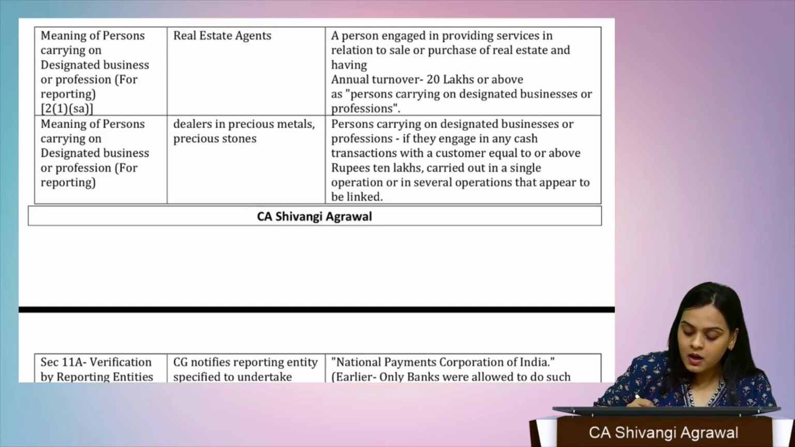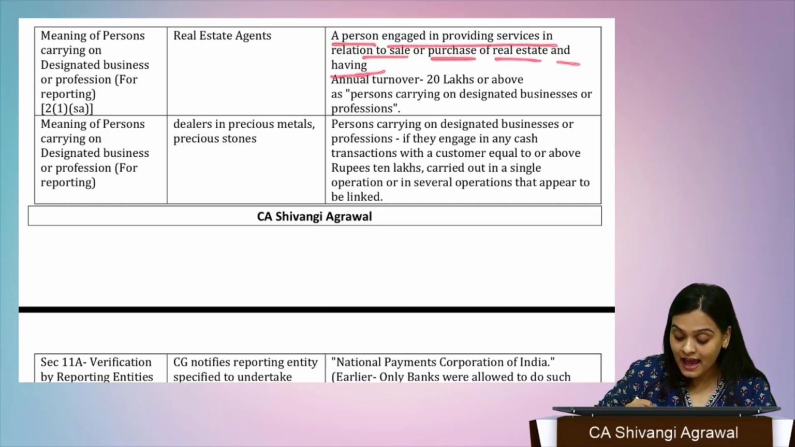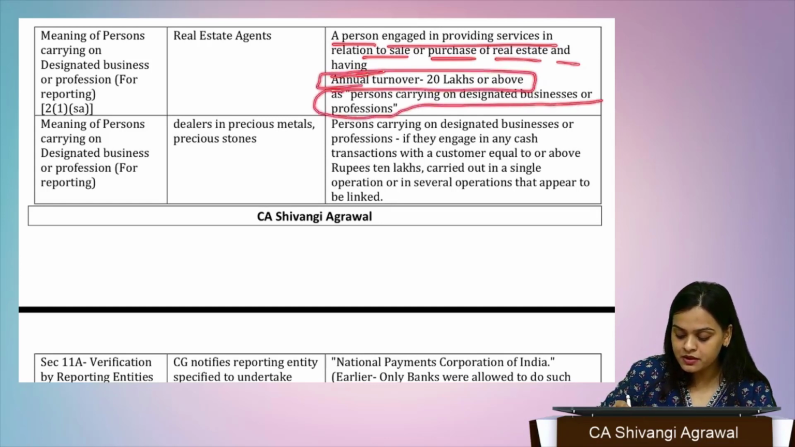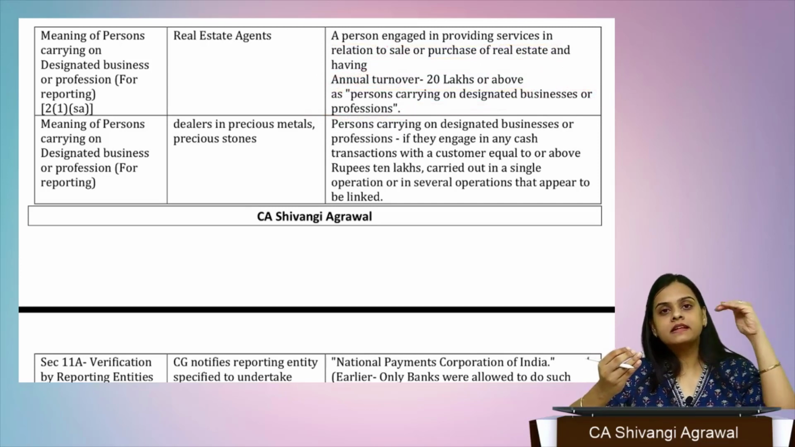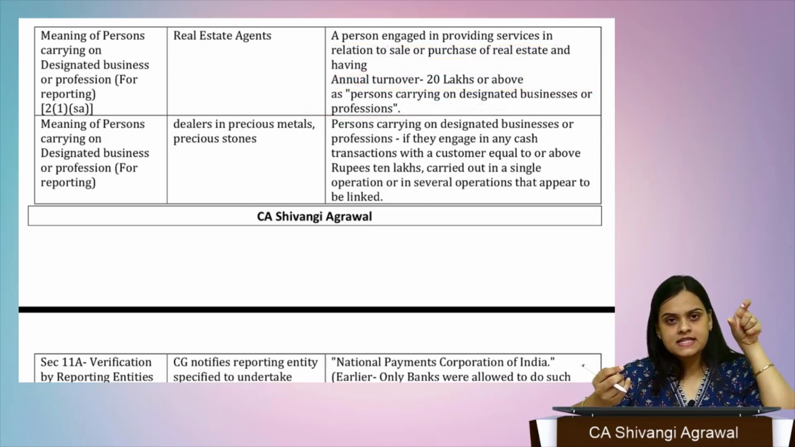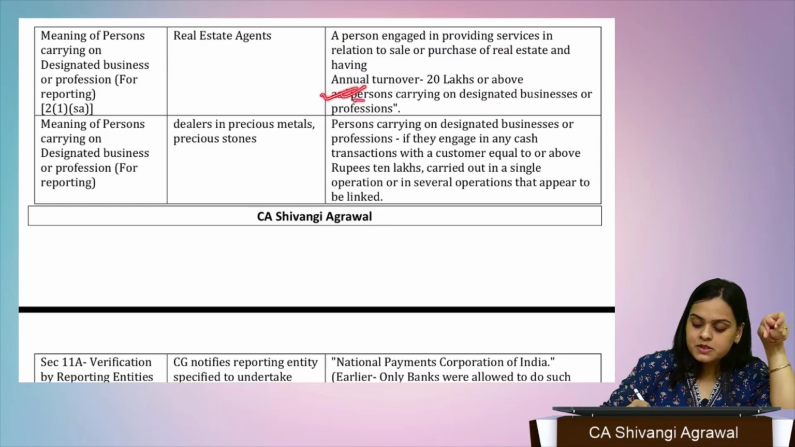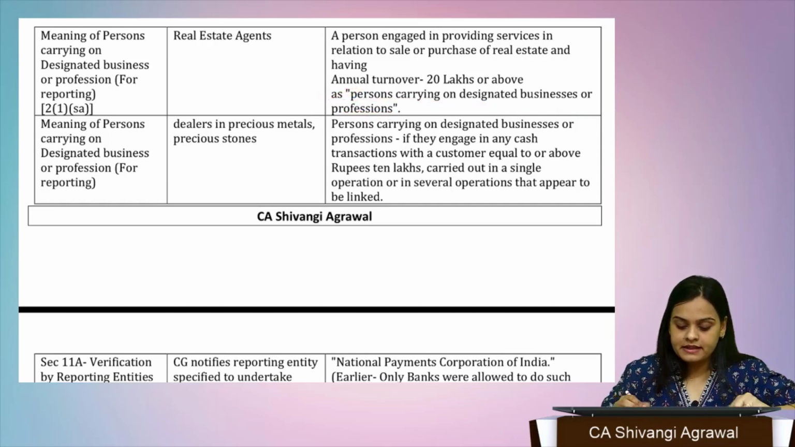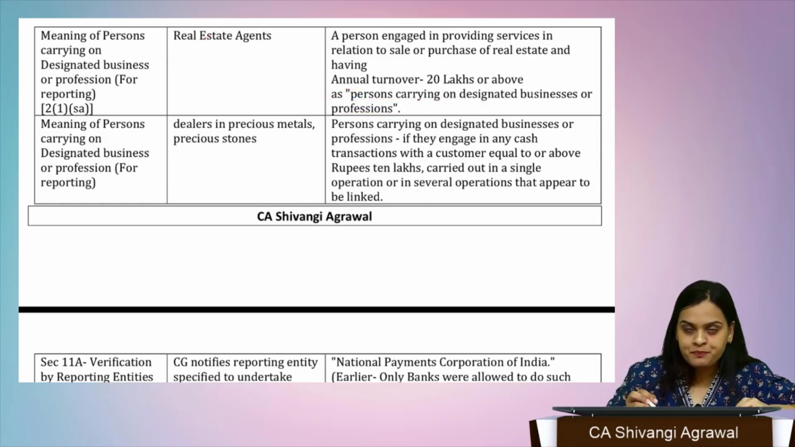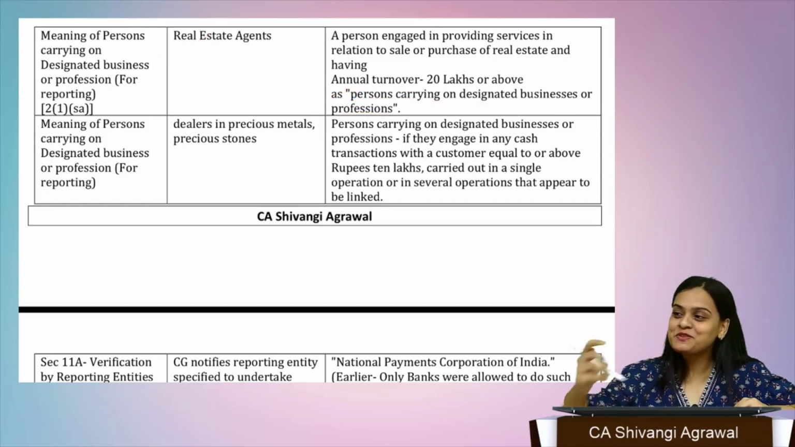So a person who is engaged in providing services in relation to a sale or purchase of real estate having annual turnover of 20 crores or more is a person carrying on designated business or profession. When we talk about reporting, we have certain categories. We have reporting entities, then we have, this is the last clause, persons carrying on designated business or profession. So under that particular category, you get these people, right? I hope you are able to recall.